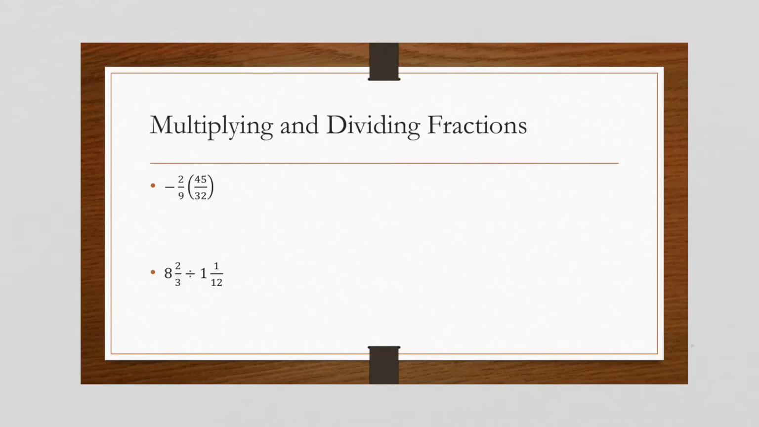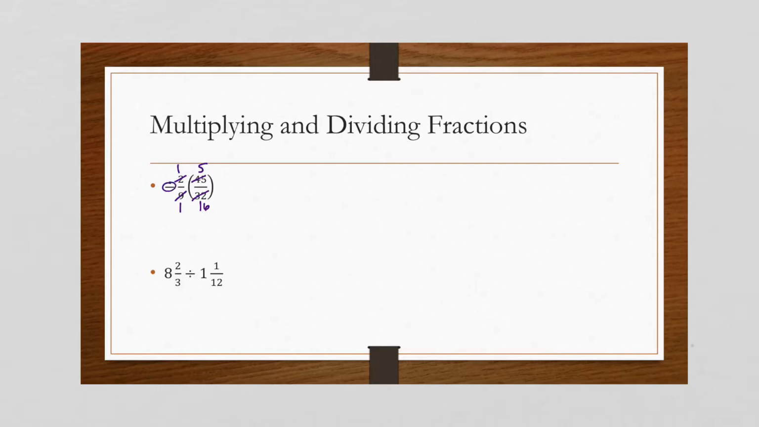Okay, so whenever you multiply fractions, you can reduce before you multiply. You can reduce diagonally or you can reduce vertically, but you cannot reduce left and right horizontally. So for this one, I'm going to reduce the 2 and the 32. I divided both of those by 2. That's where I got the 1 and the 16 from. And the 9 and the 45, I'm going to divide both of those by 9.